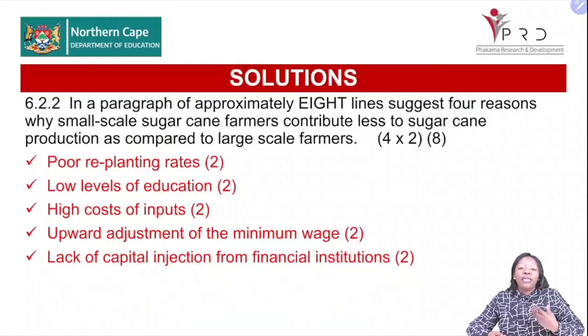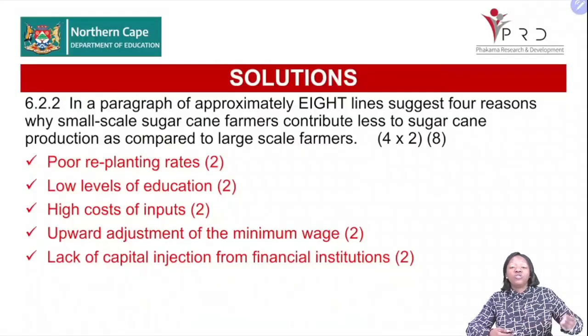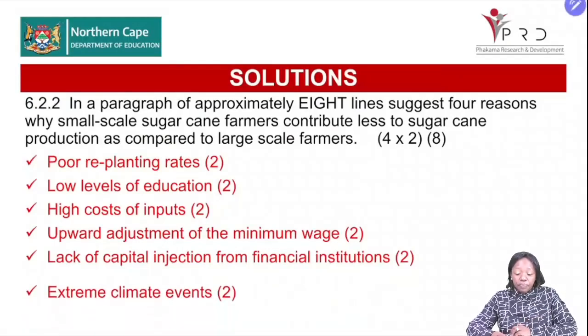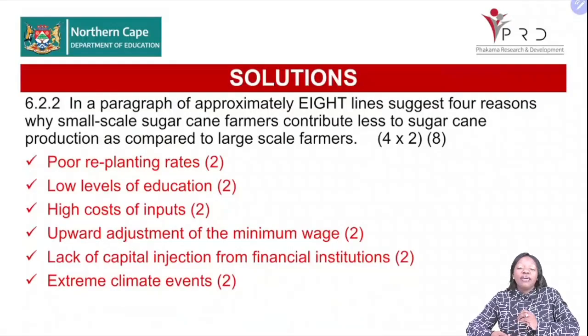Then the lack of capital injection again from the financial institution. Those people, they don't have business plans, or their businesses are not registered, so therefore they do not qualify for the loans so that they can also produce the large yield as it is produced by the large-scale farmer. Then the extreme climate events, we're looking there at your drought as well as at your floods.